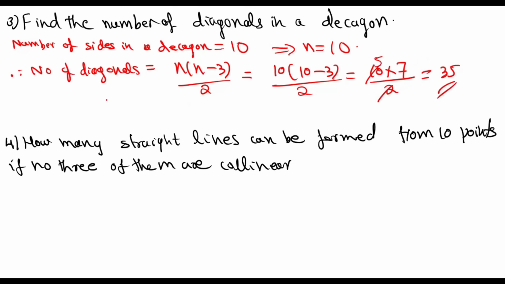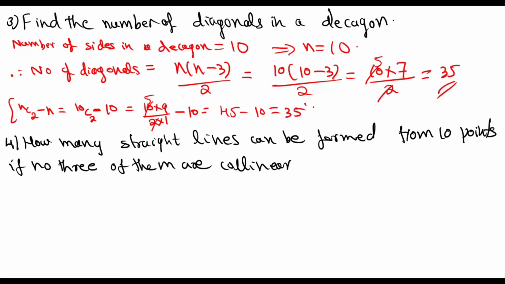Or you can apply the formula nC2 minus n. See, nC2 minus n is equal to 10C2 minus 10, it's equal to 10C2, 10 into 9 divided by 2 into 1 minus 10, it's equal to, see, 2 ones are 2, 2 fives are, it's equal to 45 minus 10. Again you will get 35 only. So you can apply any one of the formulas. Okay, answer is 35 only. So number of diagonals in a decagon is equal to 35.